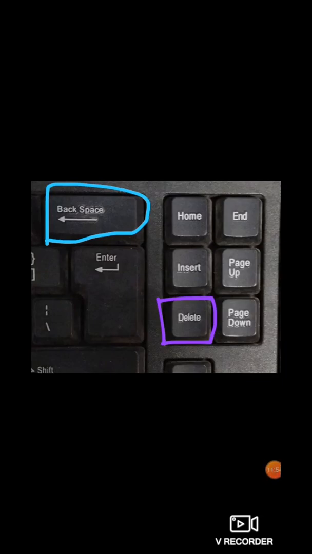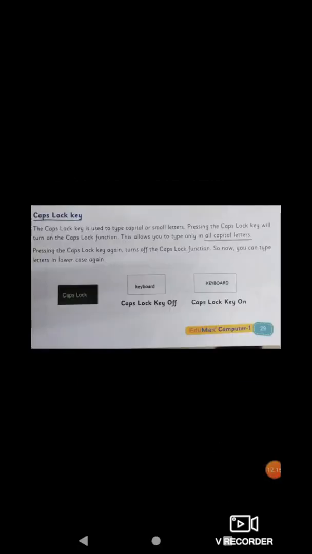Look at this picture, students. We have both the keys on the keyboard. The one highlighted in blue is the backspace key and the one in purple is the delete key. This is for you as an example. Let's continue to read further.